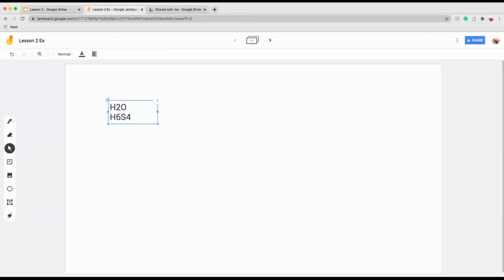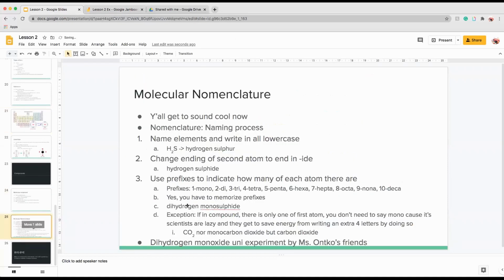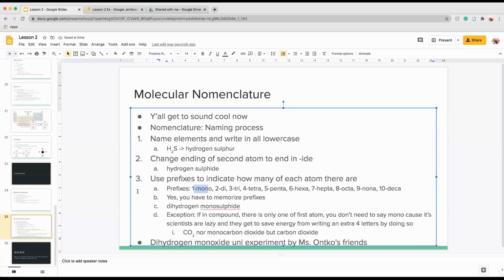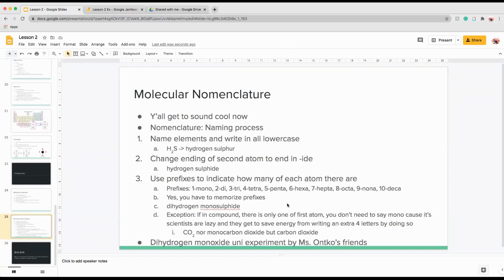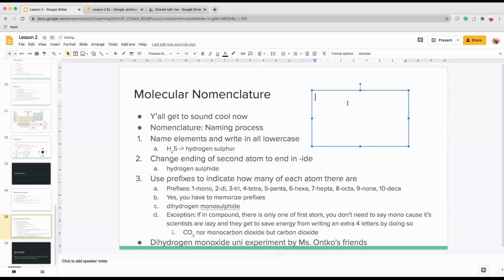All right. So I'm gonna show this here. You can see the prefixes, right, guys? Yes, you can. Okay. Let us give you a compound. Let's say I have H6S4. Using the molecular nomenclature process, how would you name this compound? And then once you get the answer, just type it in chat.